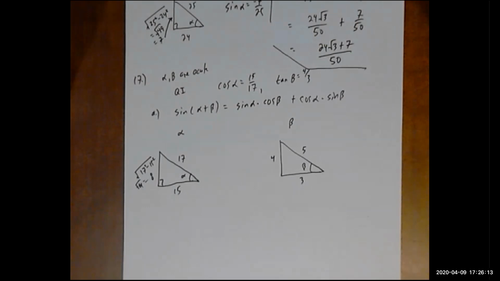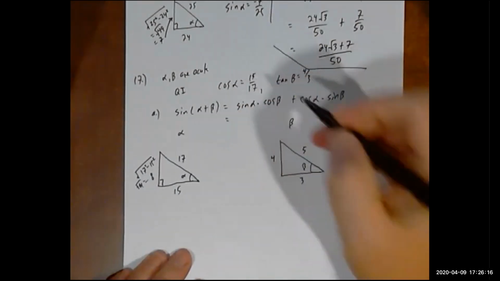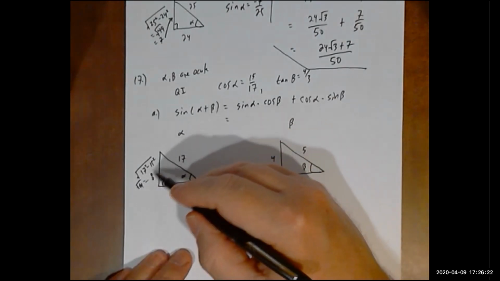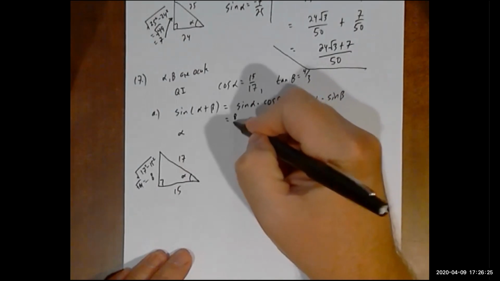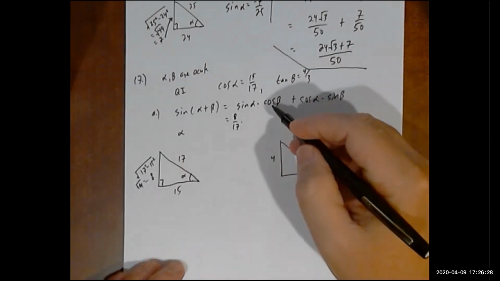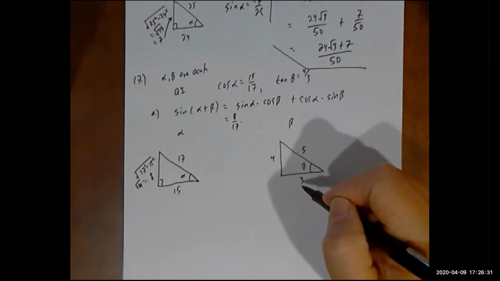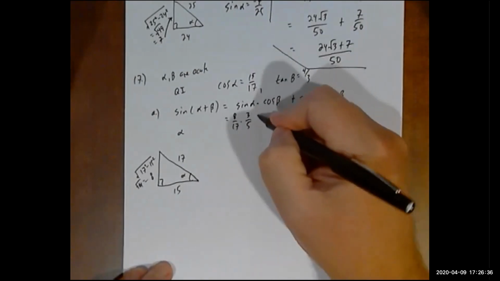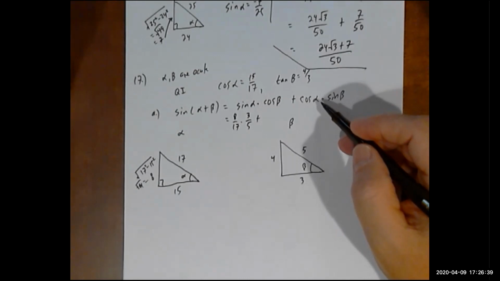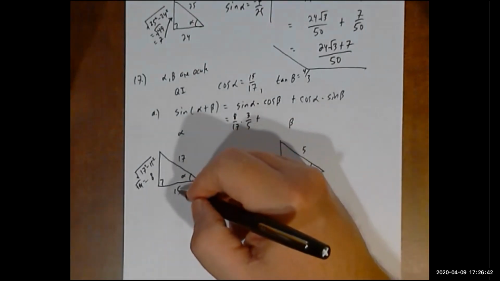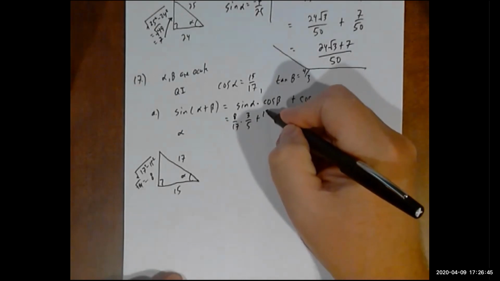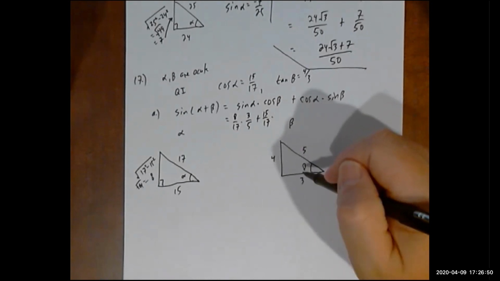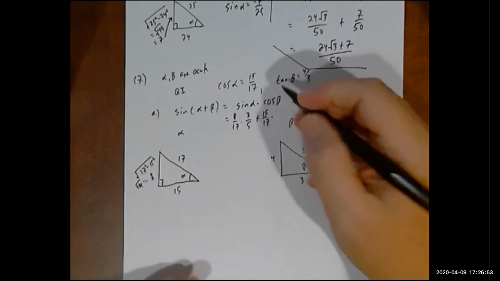So these are both in quadrant 1. So actually, I should be able to just go in. Sine of alpha, here's my alpha triangle. Sine is opposite over hypotenuse. Cosine of beta, here's my beta triangle. Cosine is SOH-CAH, adjacent over hypotenuse. Plus, I'm back to cosine of alpha, so I'll go back to my alpha triangle. Cosine is 15 over 17, times sine of beta. Here's my beta triangle. The sine is opposite over hypotenuse.